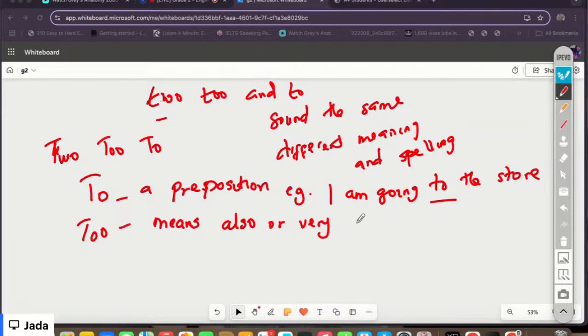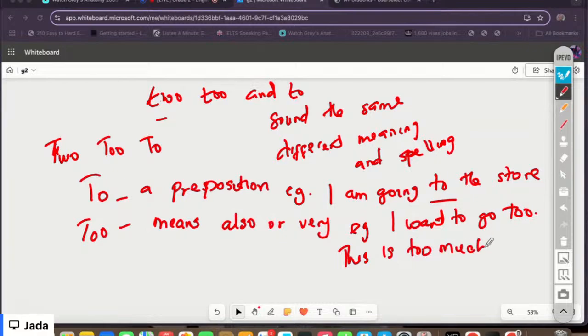For example, we can have, I want to go too. It's like saying, I want to go also. Or we can say, this is too much. For example, when someone gives you something and you appreciate it, you say, oh, this is too much. So this too means also, or it means very.